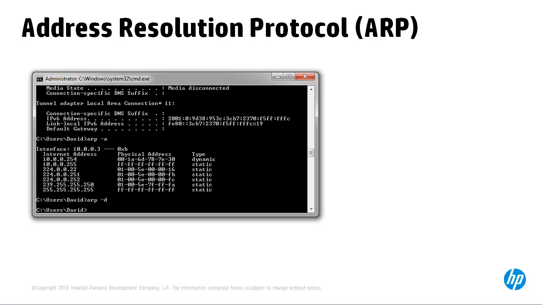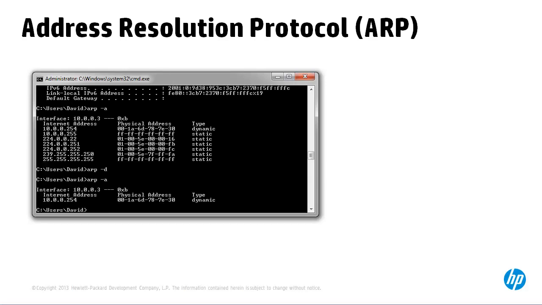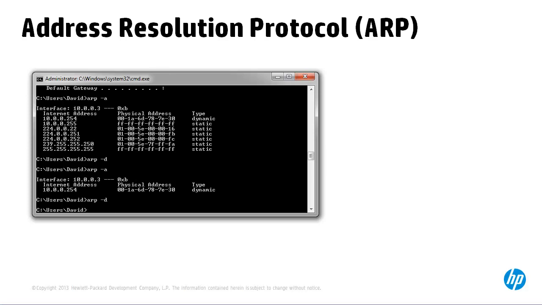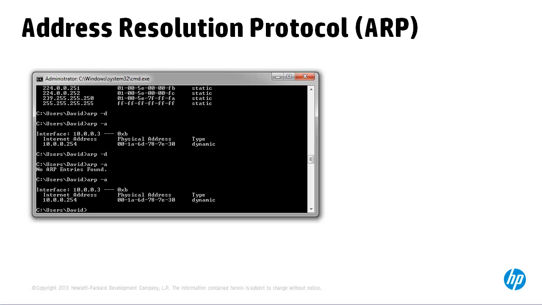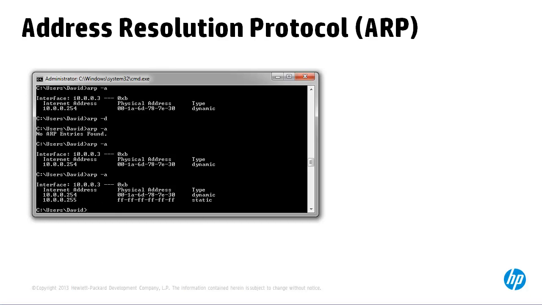So arp -a shows that single dynamic entry. I'll delete it again, and notice now I have no entries in my ARP cache. Do that again. Notice the entry appears because I'm sending traffic to my default gateway. So I'll do that again. arp -a. Notice the directed broadcast address for this subnet, 10.0.0.0, has been added.